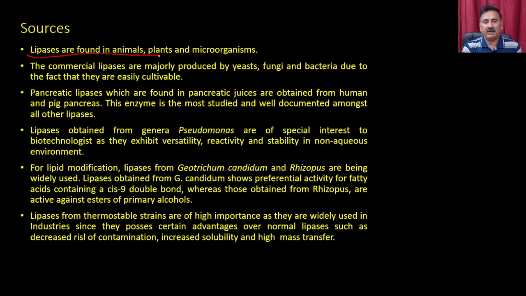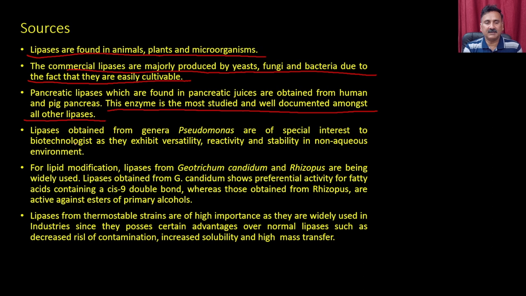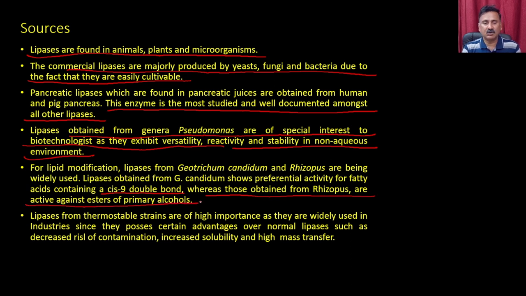Sources. Lipases are found in animals, plants, and microorganisms. The commercial lipases are majorly produced by yeast, fungi, and bacteria because they are readily cultivable. Pancreatic lipase, which is found in the pancreatic juices, is obtained from human and pig pancreas. This enzyme is the most studied and well documented among all other lipases. Lipases obtained from Pseudomonas are of special interest to biotechnologists as they exhibit versatility, reactivity, and stability in a non-aqueous environment. For lipid modifications, lipases from Rhizopus are widely used. Some lipases show preferential activity for fatty acids containing a cis-9 double bond, whereas those obtained from Rhizopus are active against esters of primary alcohols.